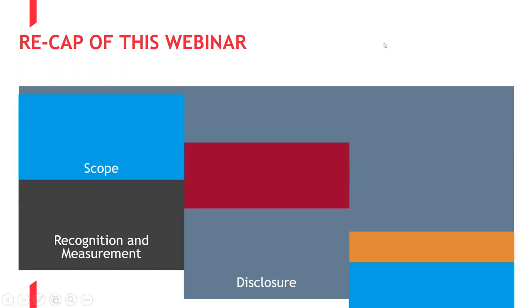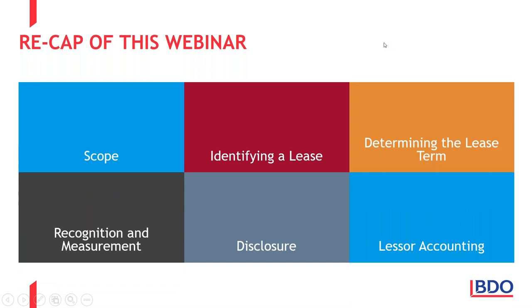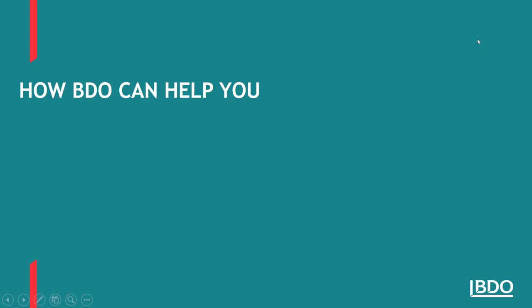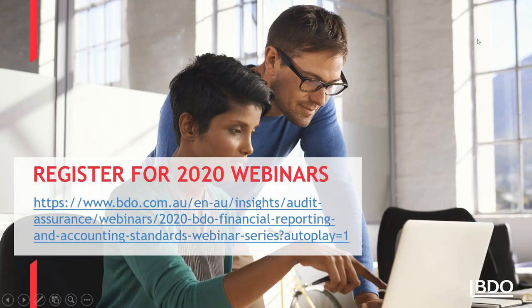So if we look at a recap of this webinar, I've tried to highlight issues around scope, identifying a lease, very important determining the lease term. We've looked at recognition and measurement, and in particular, the ongoing reassessments and modifications. I've just flagged very briefly disclosure requirements so you don't get tripped up by them, as well as lessor accounting.